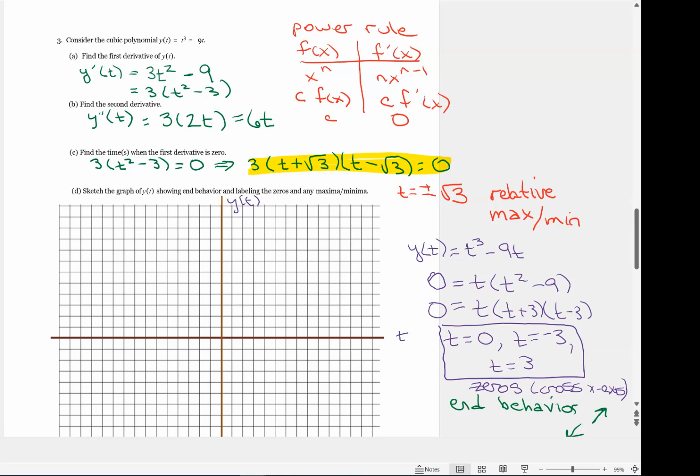Let's begin. First thing I'm going to do is put in my zeros. I have a 0 at 0. I have a 0 at 3. I'm going to make each two of these into 1, 2, 3.